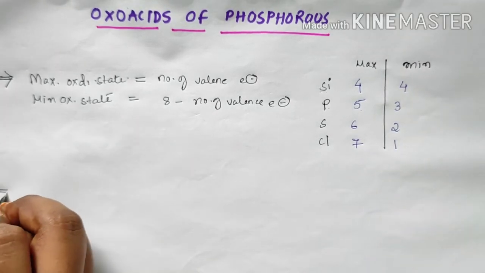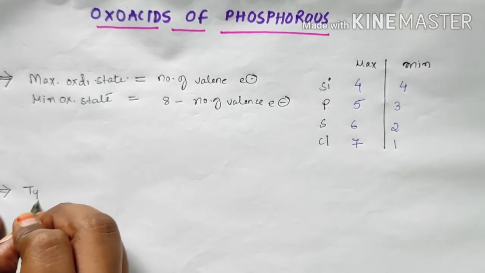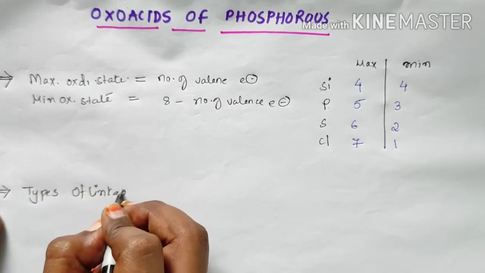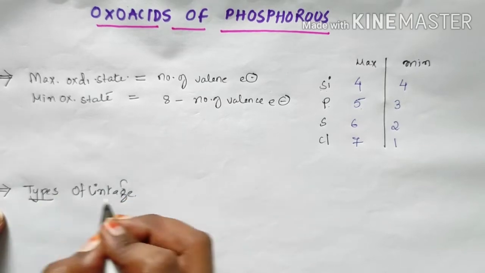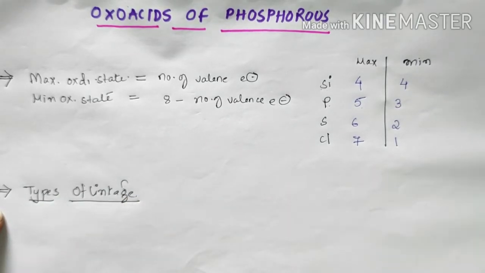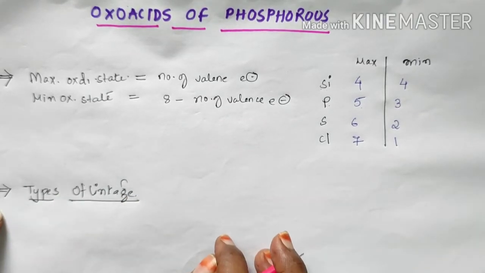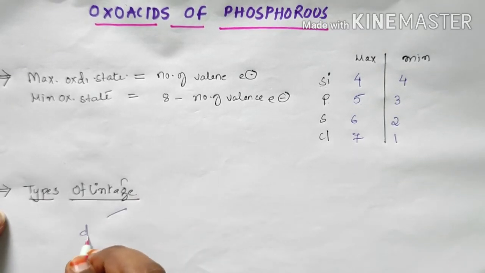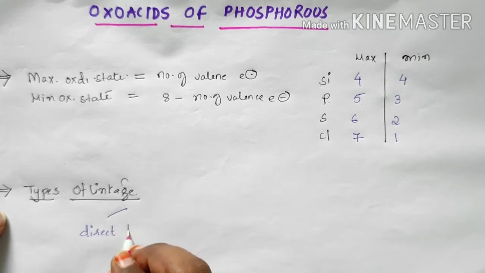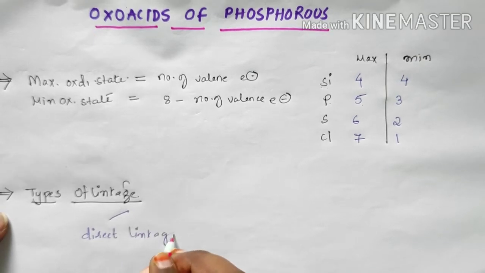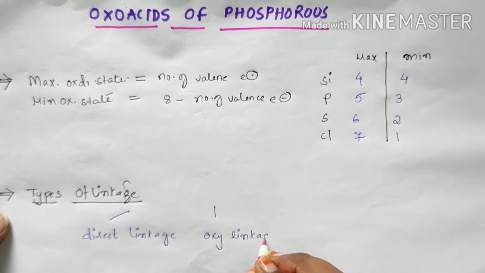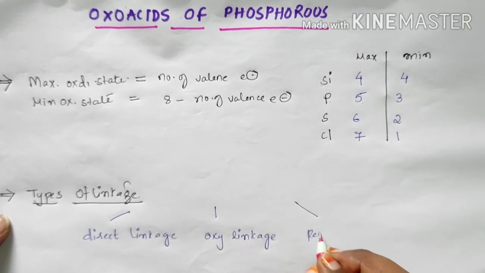Then the next important topic to be considered is the types of linkage. When there are more than two central atoms, what is the type of linkage present in that particular oxoacid? So, this is generally of three types. First one is direct linkage. The second one is oxy linkage. And the third one is peroxy linkage.